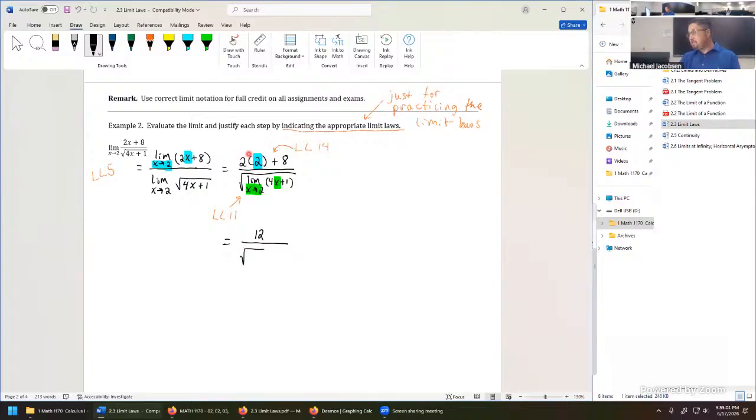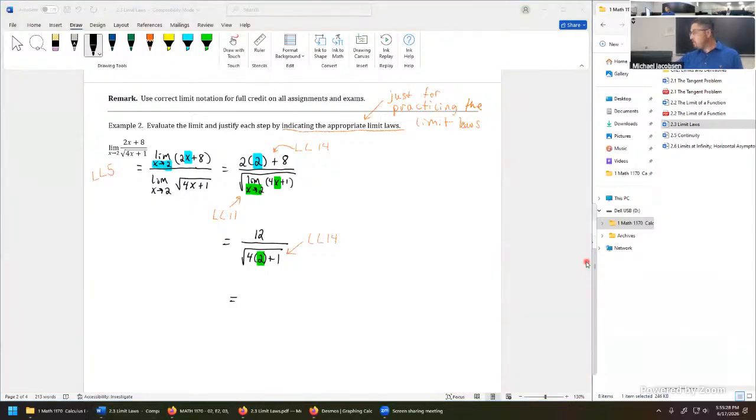In the denominator, the easiest mistake to make is to forget the square root symbol because we're fixating on the limit itself. But we're throwing in 4 times the value for x, which is 2, plus 1. So this is limit law 14 once again. At this stage, we're just doing arithmetic all the way out to complete the problem.